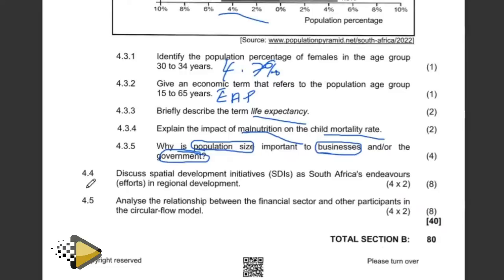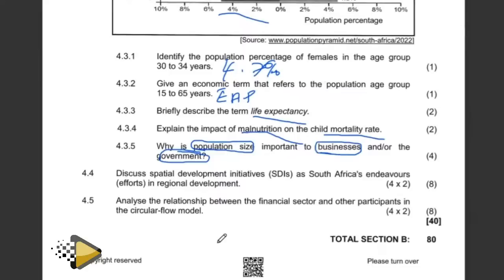So let's check 4.4. Discuss a special development initiative that shows South Africa and Cuba's efforts in regional development. If you check, South Africa has the potential of exporting more manufactured goods and services to other countries. That is why it is advisable for South Africa to always channel most of its money, assets and resources towards the improvement of the industries, or the secondary sector.